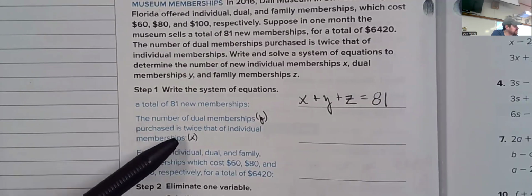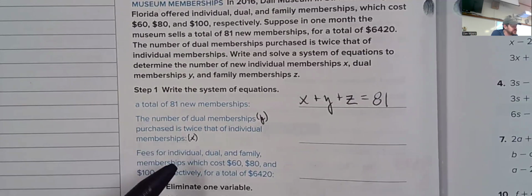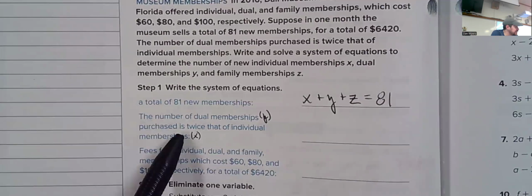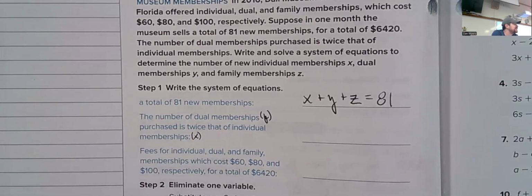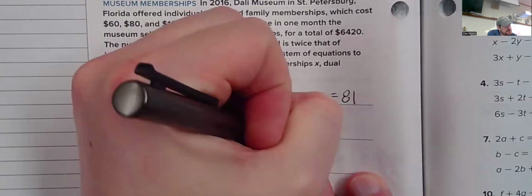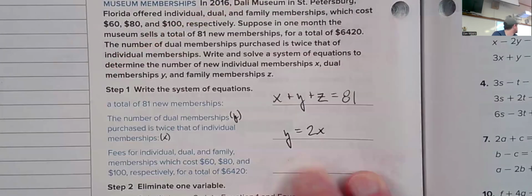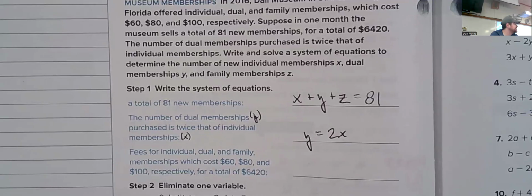What does is mean in math? Equals. So dual memberships Y equals twice that of individual memberships, which is X. Equals 2X. Is means equals, yeah.